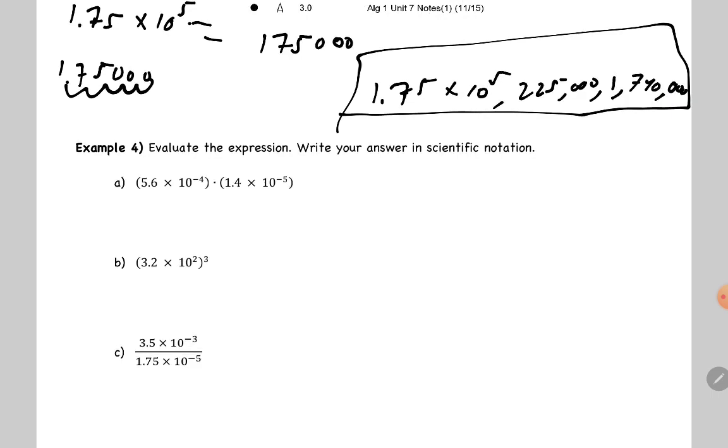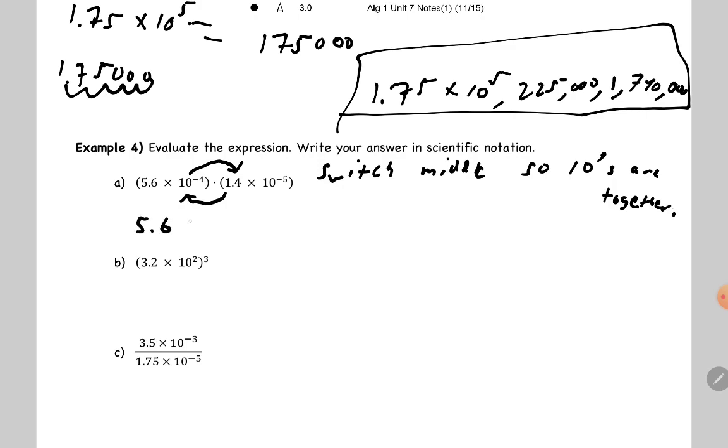Okay. So evaluate the expression, write your answer in scientific notation. So what we're going to do is we're going to switch the middle numbers around so that the tens are together. Like 10 to the negative 4th and 10 to the negative 5th.